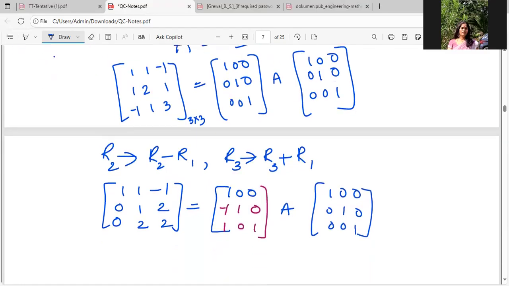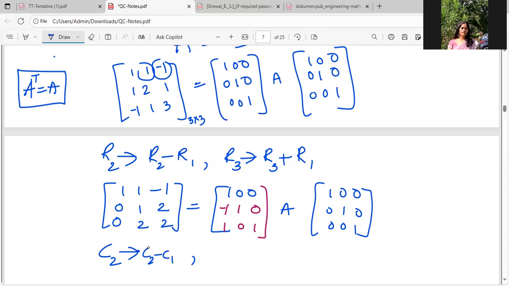Now you see, since A transpose is equal to A here, guys, the coefficient matrix is a symmetric matrix, because of which whatever row operations I perform, the same column operations can be repeated. In the first row, C2 has 1. From C2, if I subtract C1, then I'll be getting 0 here. If I add C1 to C3, I'll be getting 0. C2 minus C1. If someone is not clear with the procedure, there is a lecture on the procedure as well. Kindly go through it before going through this example.